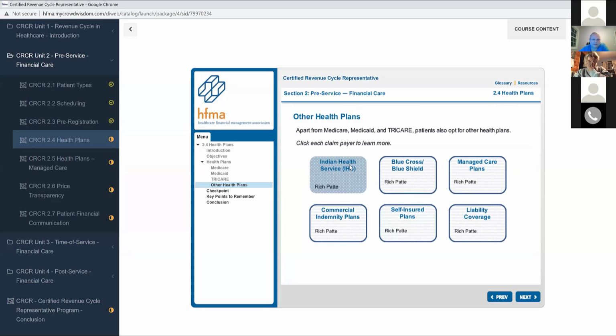They started with Indian Health Service, which we already talked about, Department of Health and Human Services. They provide the services for our Native Americans.